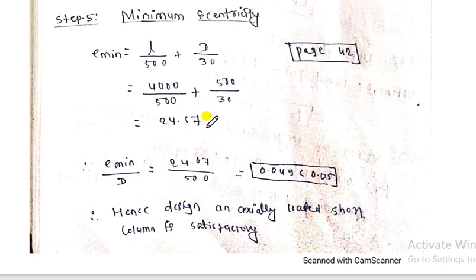So E minimum is given on page number 42 of IS code book 456 2000. You can go, you'll find this formula: L by 500 plus D by 30, where L is the unsupported length. So 4000 we calculated, divided by 500, plus D, which is the depth of the column, 500 by 30. We got 24.6 and one more is 20. So whichever is greater we will take that value. So we will take the 24.67 value. So we calculated the minimum eccentricity.